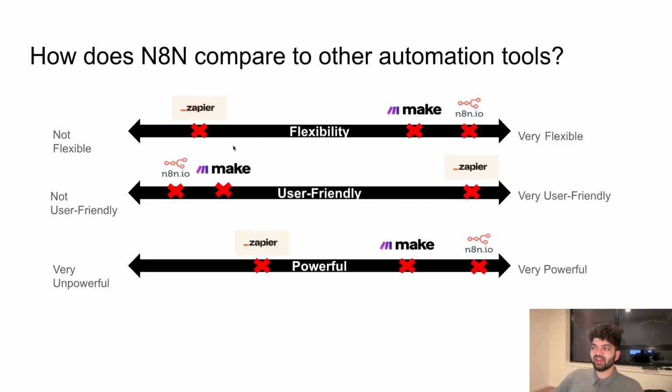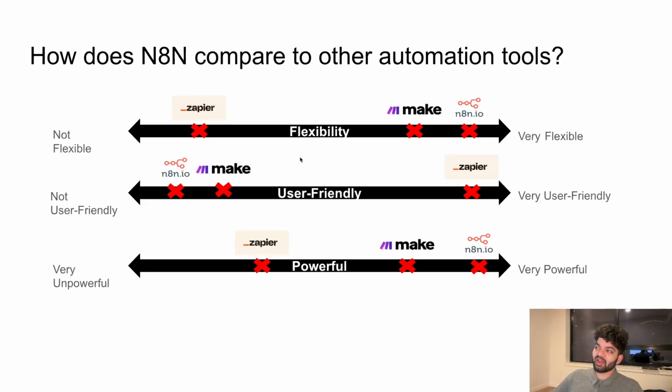Flexibility-wise, there's no doubt Zapier is not flexible at all. Make and N8N are very flexible. Make still has some limits in terms of what you can do. N8N is probably the best solution I've seen for doing custom code without using actual custom code. So N8N definitely wins here.